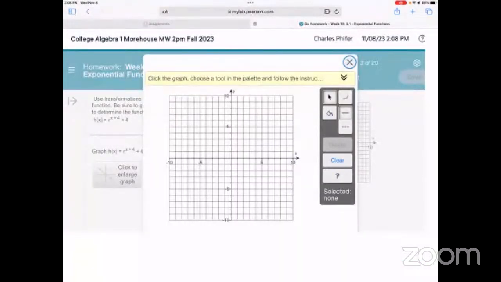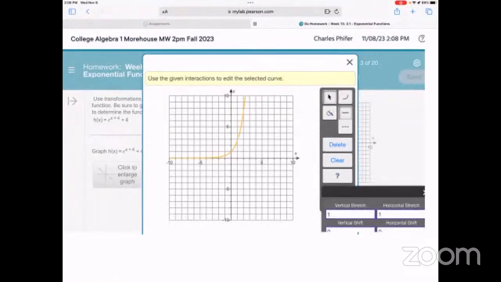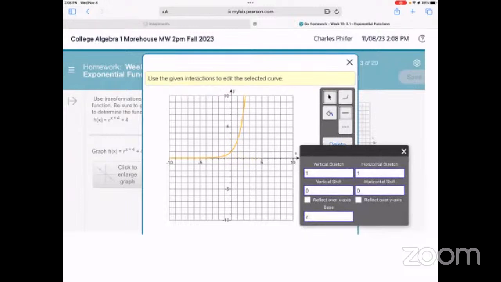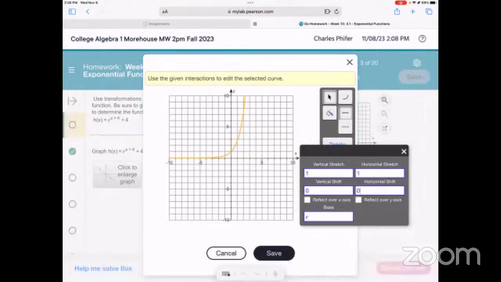So my exponential tool is first row right. I'm clicking randomly on the graph. My base is E. We said we went right by 4 and up by 4. So this is 4, and this is 4. That's it. Save.